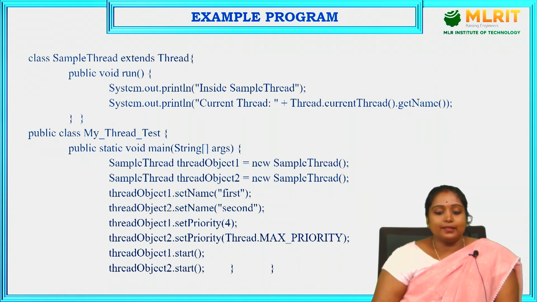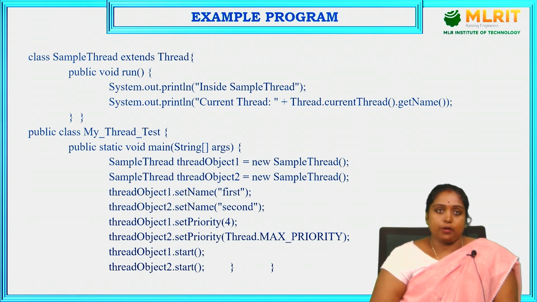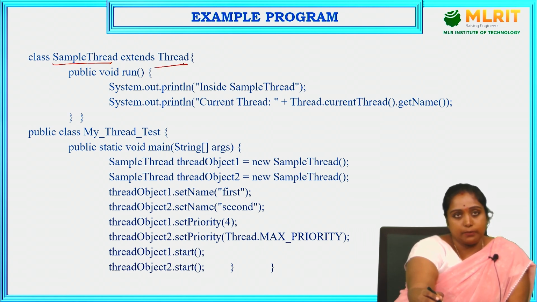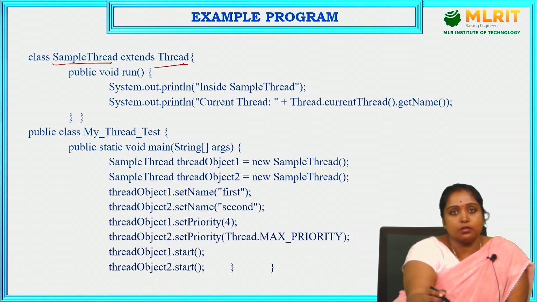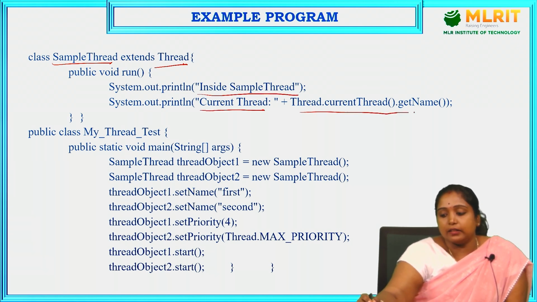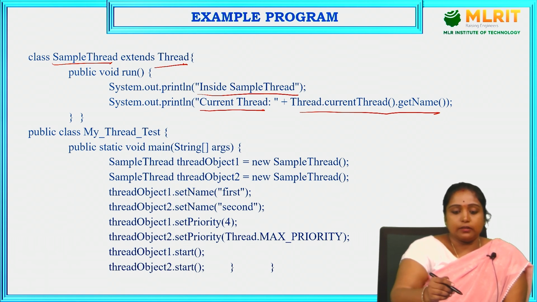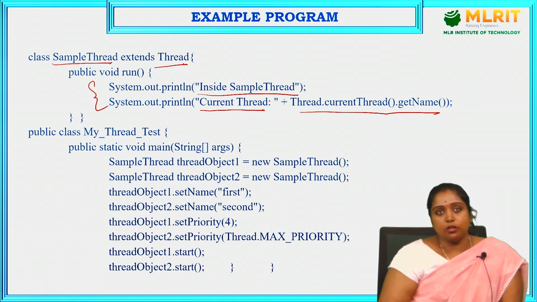So here is an example program for thread priorities. I am taking a sample thread class which extends Thread. I just overrode the run method inside the sample thread, and it prints Thread.currentThread().getName(), so I am giving the name of the thread. This is my run method of a particular thread.